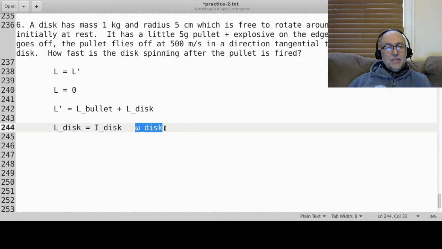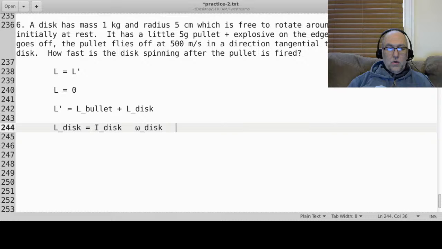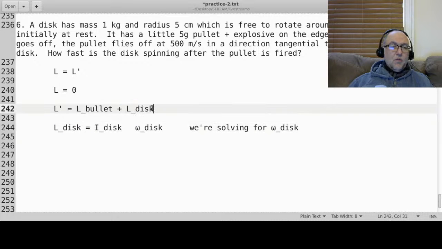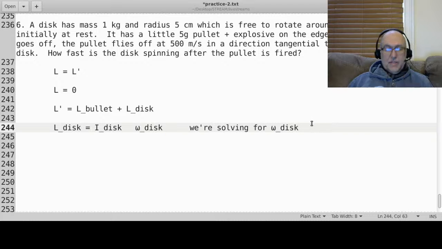You say, well, what's this angular velocity of the disk? That's what we mean here: how fast is it spinning? So we're actually solving for that. And you say, well, what do I know here? Do I know the angular momentum of the disk? Well, no, but the angular momentum of the bullet and of the disk together should equal 0, because it's equal to 0 beforehand. So after we find the bullet's, we'll be able to solve for that. All right, so let's do one step at a time.